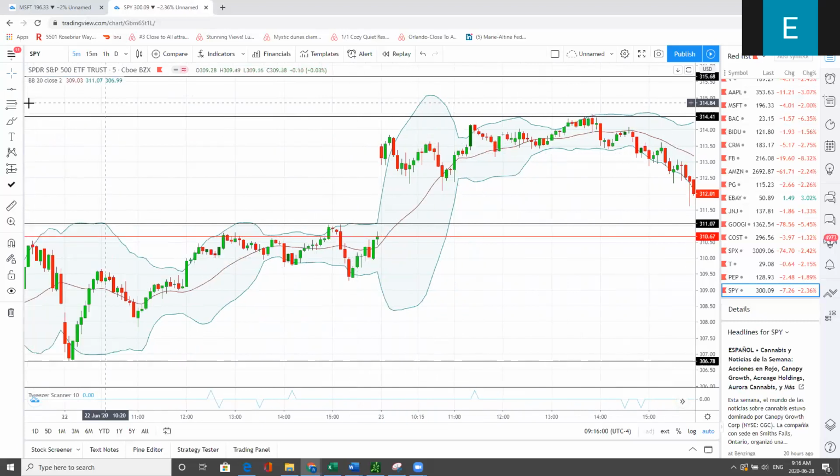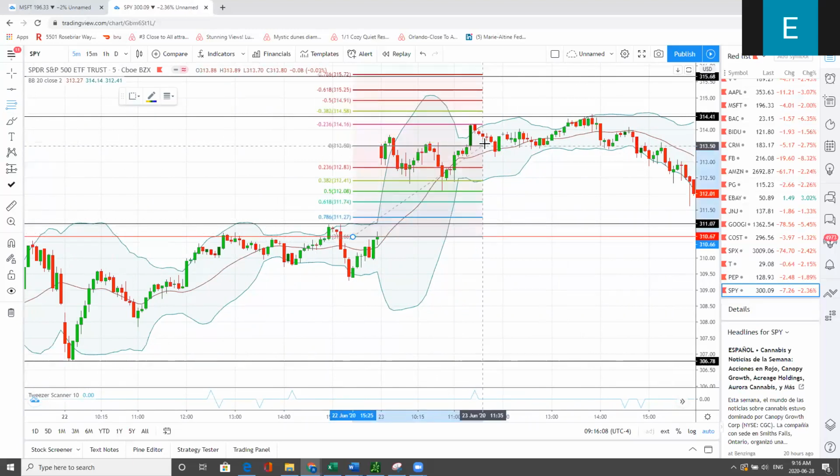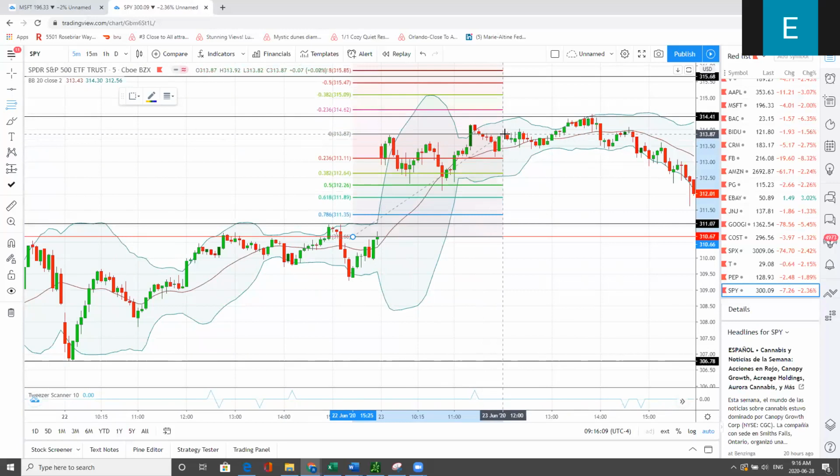And if we don't fill the gap completely, what we can do is we take a Fibonacci from the close to the high before we start pulling back at the open of the market. And we can use the 50% retracement, the 618, the 786. We can use all of these Fibonacci levels as areas of support on the way down.